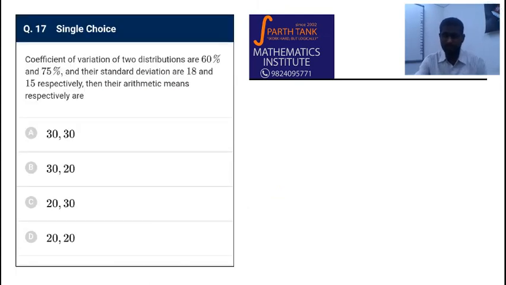Question number 17 is a very simple question based on statistics. The coefficient of variations of 2 distributions are 60% and 75%. I hope you remember what is coefficient of variation, right? Coefficient of variation is defined as the standard deviation by the mean times 100 in percentage. If you need it in percentage, it is like this. Now, they have given that the first one is how much? CV1 first is 60%, the standard deviation is 18 and 15.